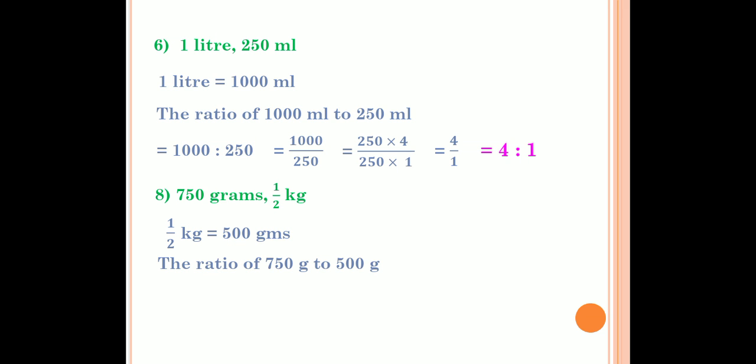Then the ratio of 750 grams to 500 grams is equal to 750 is to 500. That is equal to 750 upon 500. That gives us which table is common? 250. So 250 3s are 750 and 250 2s are 500. So that is equal to 3 upon 2, which gives us 3 is to 2. I hope the second part of the exercise also is clear to you all.